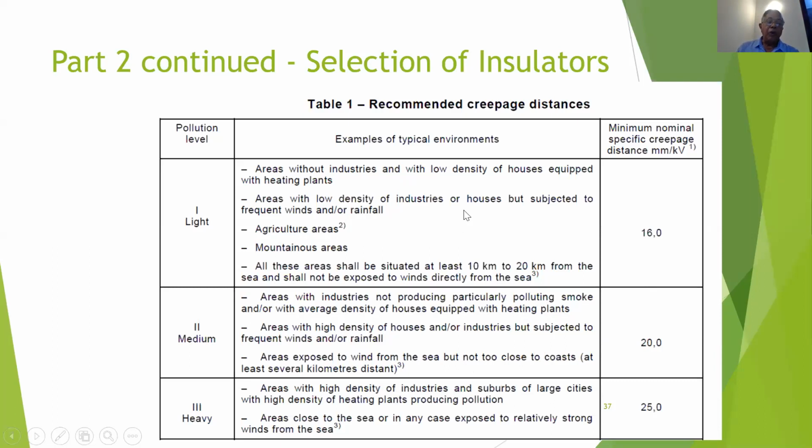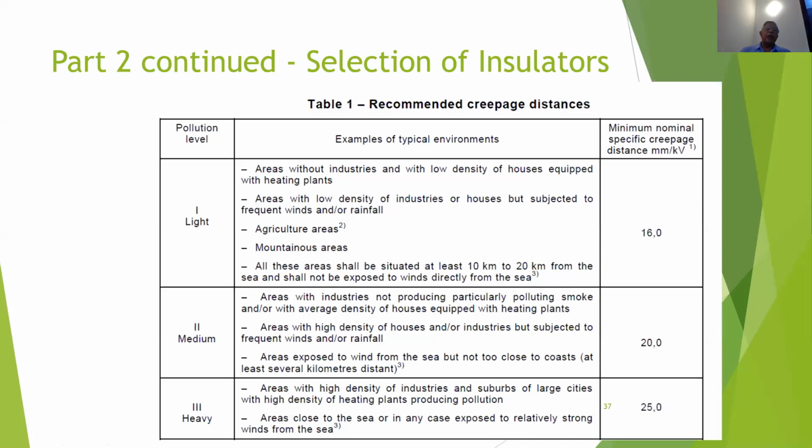Heavy pollution is areas with a high density of industries, a lot of smoke and highways and so on. Then it comes to 25 millimeter per kV. Now, most Sri Lankan lines have 25 millimeter per kV on their insulator strings.